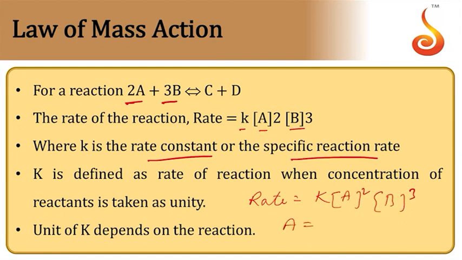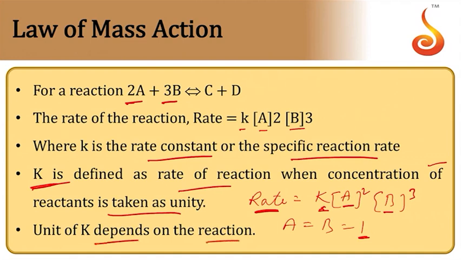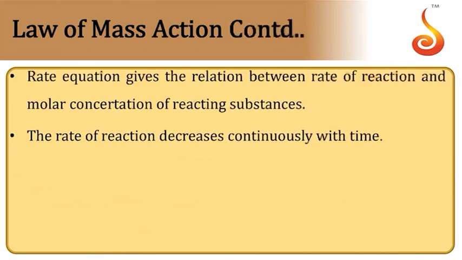Suppose you take [A] equal to [B] equal to 1, then the rate becomes equal to K itself. Therefore, the rate constant K is defined as the rate of reaction when the concentrations of reactants are taken as unity. That means when the concentration of A and B is equal to unity, the rate becomes equal to the rate constant. Therefore, the rate constant can be defined as the rate of reaction when the concentration of reactants is taken as unity. And the units of K depend on the nature of the reaction.